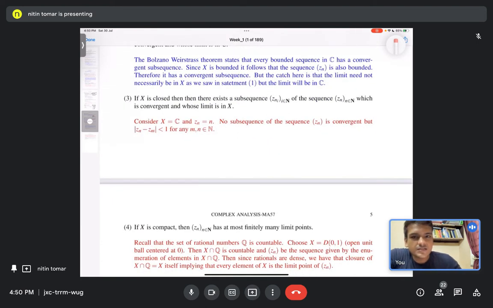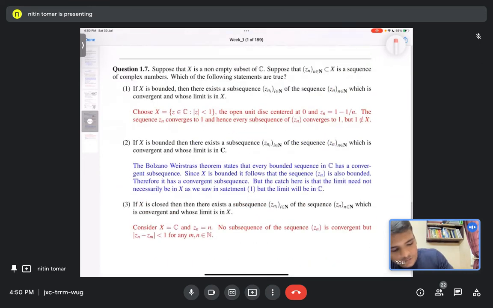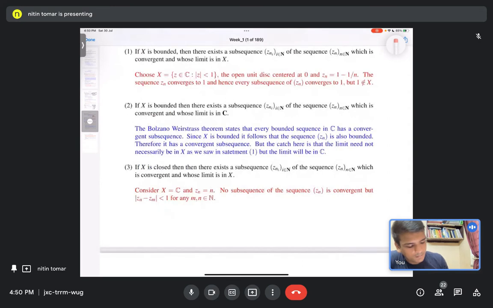Now the third question is, if X is closed, then does the first option hold true? In the first option, if you replace boundedness by closedness, does it hold true? Here we have boundedness. If you replace it by closedness, then what happens? The answer is still false. Why? You take X to be the complex plane, and you take the sequence Zn to be n. So this is closed, right? The complex plane is closed. Now this is a sequence Zn. Does it have any convergent subsequence?